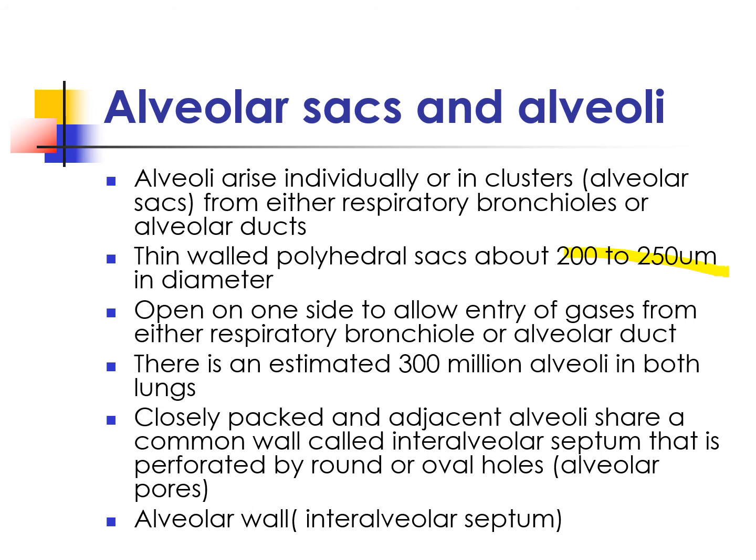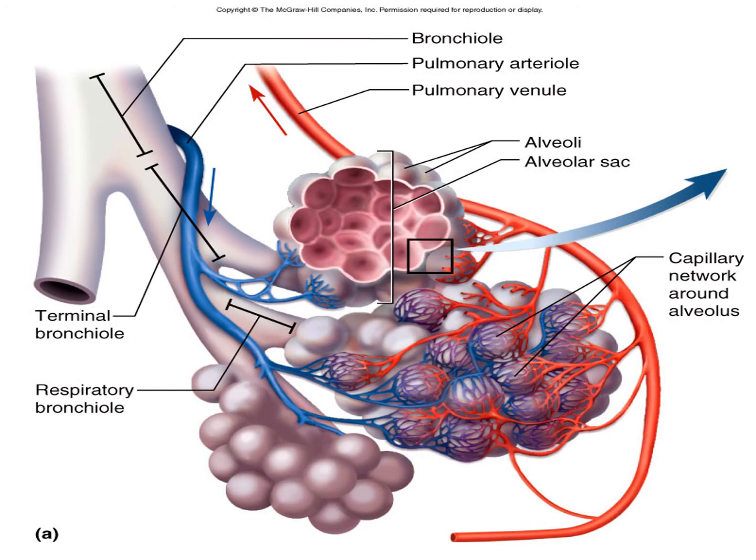So, there is an estimated 300 million alveoli in both lungs. Then, closely packed and adjacent alveoli share a common wall called the interalveolar septum that is perforated by round oval holes. This is it, right? These are the alveolar sacs. Those are the pouch-like structures. Then, it is where the exchange of gases occurs.